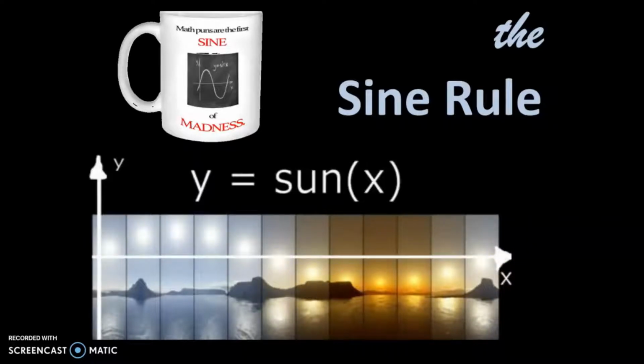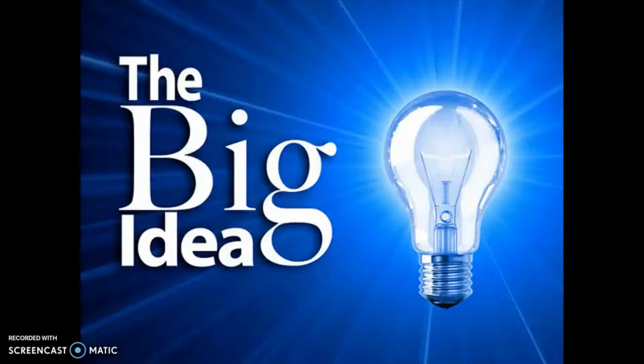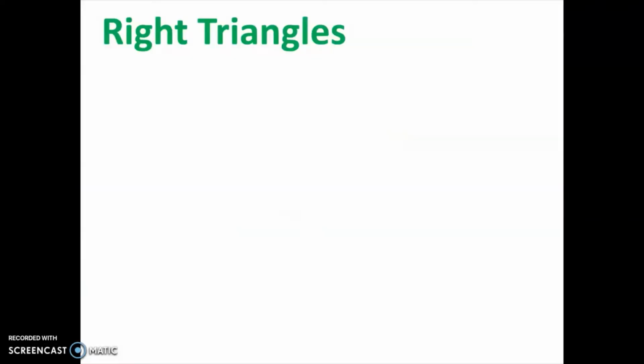Anything that's periodic, just like the sun going up and down during the day, tidal waves and things like that, can be modeled using a sine curve. But this lesson is not about the sine curve, it is about the sine rule, which has more to do with triangles. Let's get into it. This is a big idea in mathematics. Let's go back in time for a moment to right triangles.